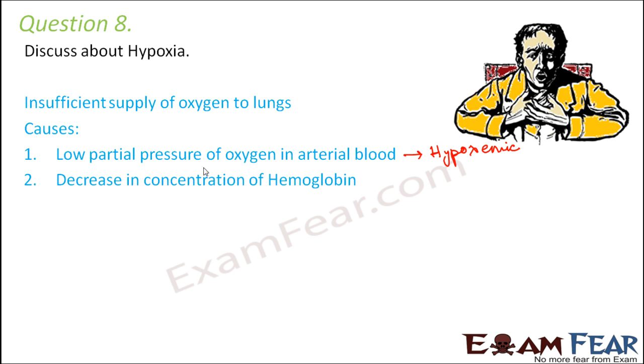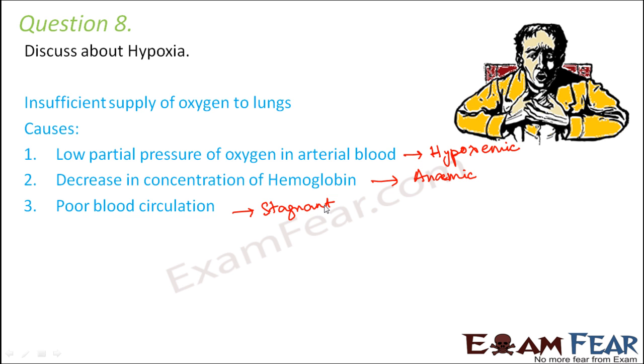Again, another cause could be the decrease in concentration of hemoglobin. Now, if there is not much hemoglobin, then oxygen will not be able to bind with hemoglobin to get carried or transported. So, this condition is known as anemic hypoxia. It can be due to poor blood circulation, which is known as stagnant hypoxia.